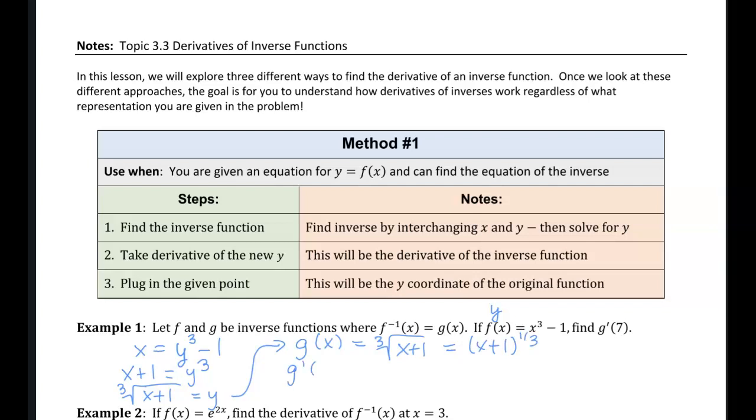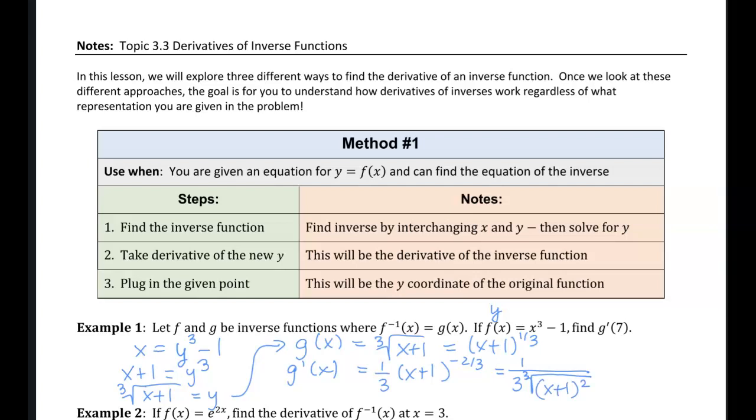which means that we're going to take the power rule. This is equal to 1/3 times x plus 1 to the power of negative 2/3, which can also be written as 1 divided by 3 times the cube root of x plus 1, squared.